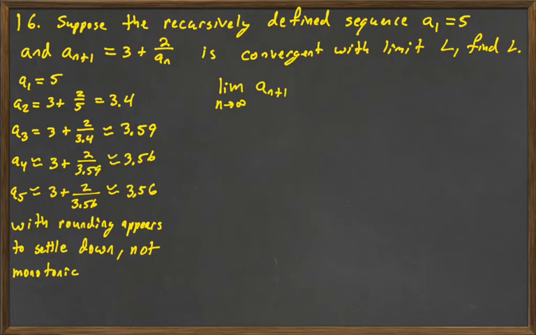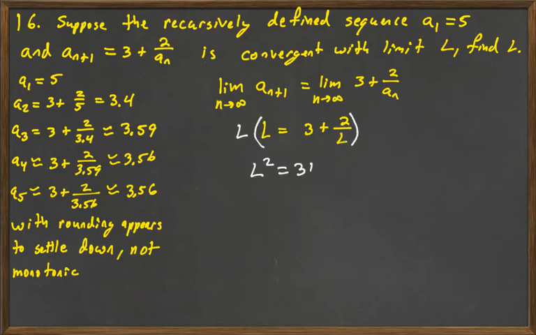So the limit of a sub n plus 1 is going to be equal to, by definition, the limit as n goes to infinity of 3 plus 2 over a sub n. Because we're assuming that the limit exists and it's L, a sub n plus 1 and a sub n will both go to L. So this is L equals 3 plus 2 over L. We'll go ahead and multiply both sides by L. So L squared is equal to 3L plus 2. And this is a quadratic, so we'll set it equal to 0 and hope it factors. It does not factor, so we're going to use the quadratic formula.